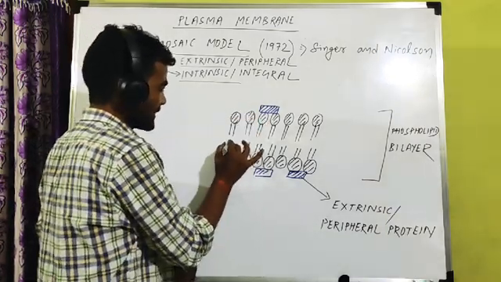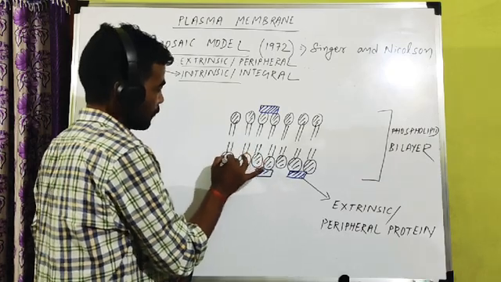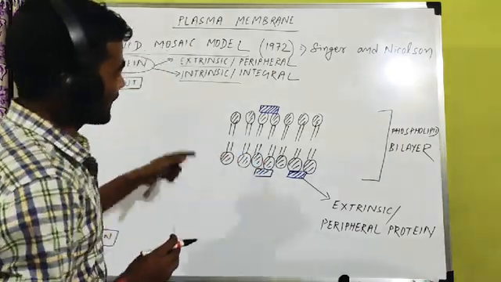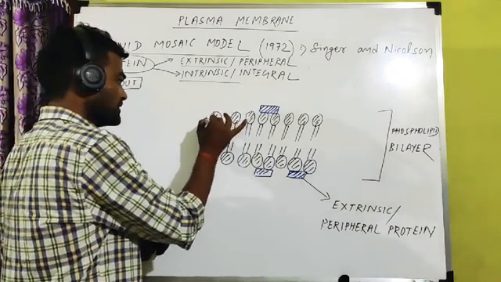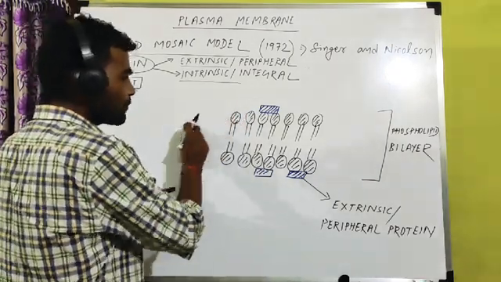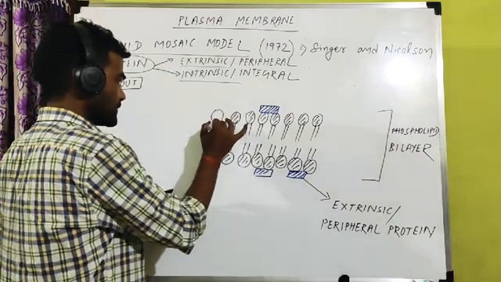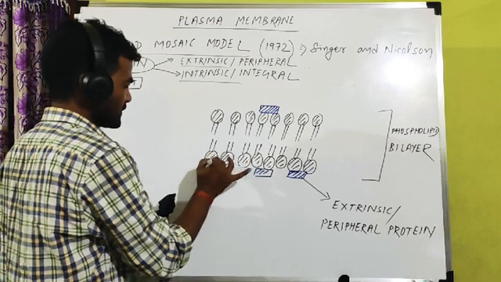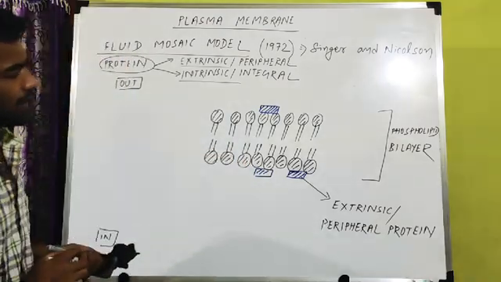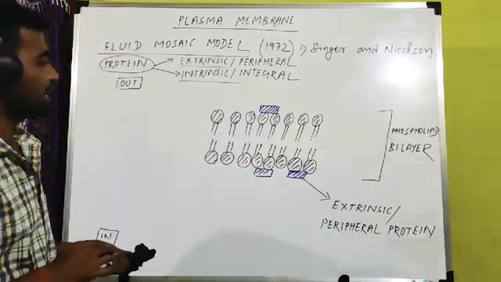Now I am moving towards the second category of protein. What is written in the second category of protein? It is intrinsic or integral. The intrinsic or integral proteins are that type of protein which are buried partially or completely in the lipid bilayer. Buried or embedded in the lipid bilayer, partially or completely.